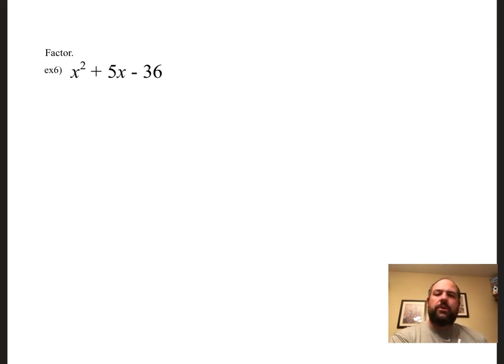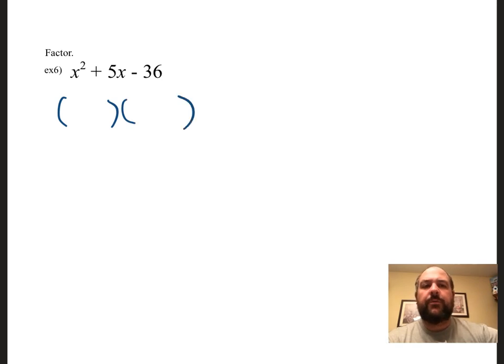So what we want to do is set up our binomial times our other binomial. At this point, forcing the first term, you're probably seeing every time we do this, we're splitting up the first term. So x times x. We're going to force our signs to give us a minus, which means we need one positive and one negative. And then we're going to force our last multiplication to give us 36.